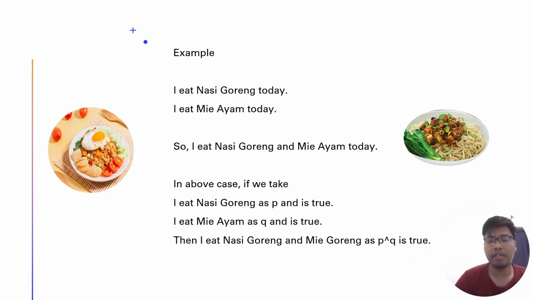So, for example, if I eat nasi goreng today, and I also eat mee ayam today, so today I eat both nasi goreng and mee ayam. In the above case, if we take I eat nasi goreng as P and I eat mee ayam as Q, then I eat nasi goreng and mee ayam, as P and Q, is also true.